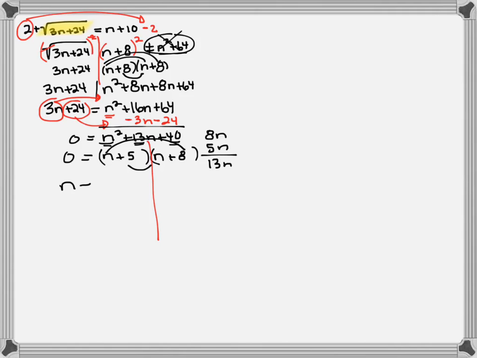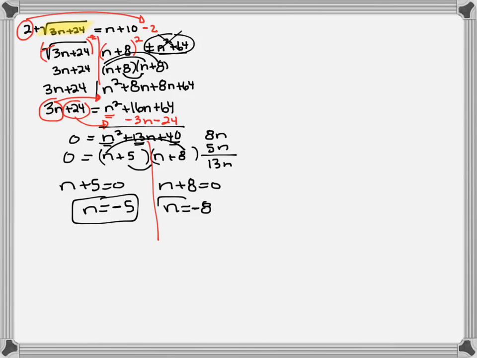So I'm going to break both of these factors up and set them equal to 0. So I end up with two answers, n equals -5 and n equals -8. But I'm not done, because now I have to check my work, because there might be an extraneous solution.